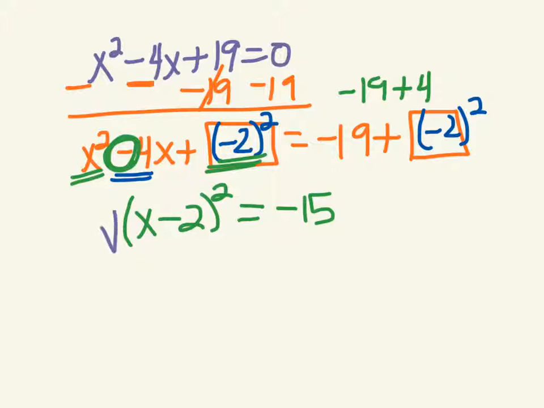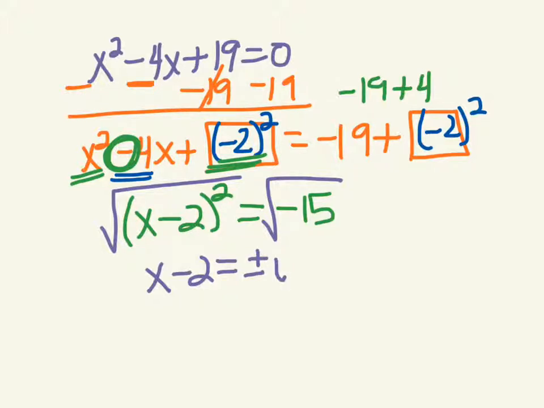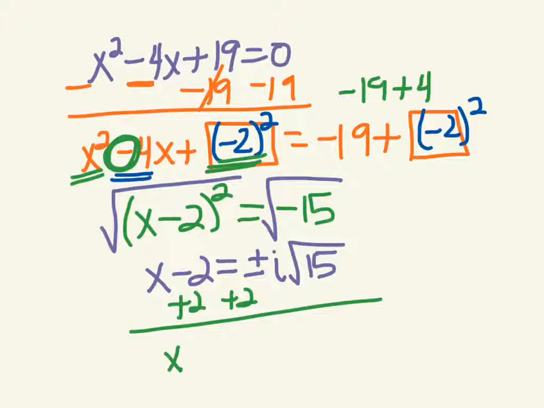We can go ahead and square root both sides. So x minus 2 on the left. Now on the right, we have a negative underneath the radical, so we're going to bring it out, because it's an imaginary or complex answer. So we have plus or minus i square root of 15. And then last step, add 2 to both sides. So the solution for this would be x is equal to 2 plus or minus i square root of 15.